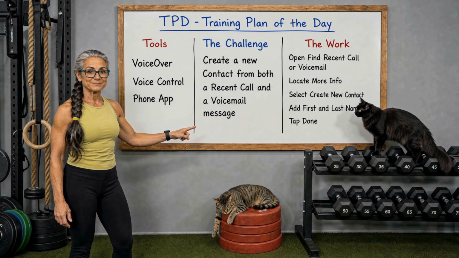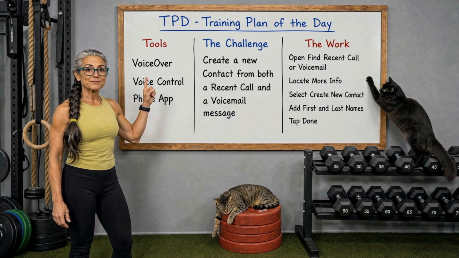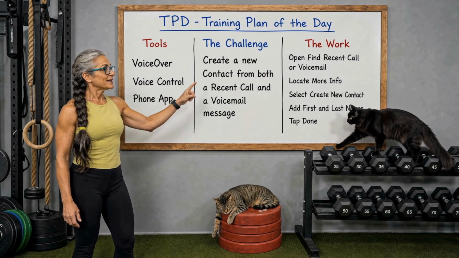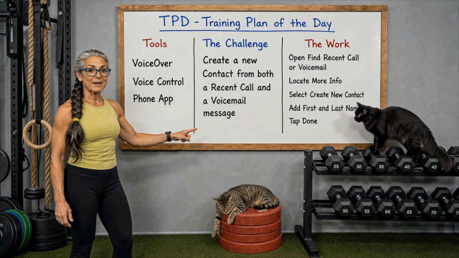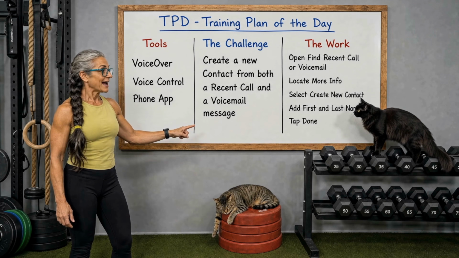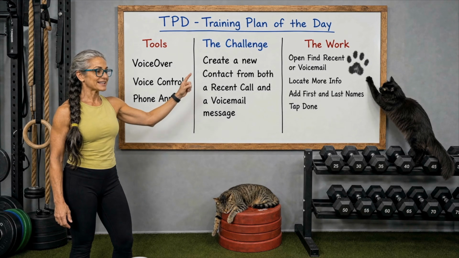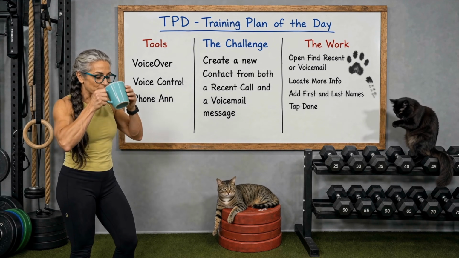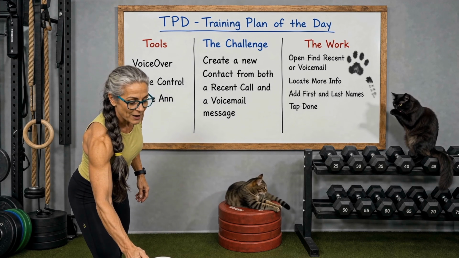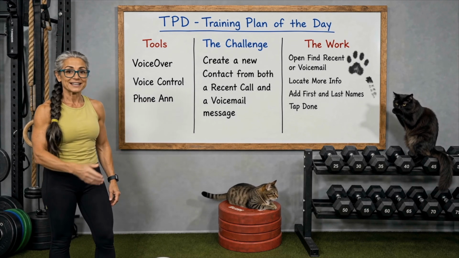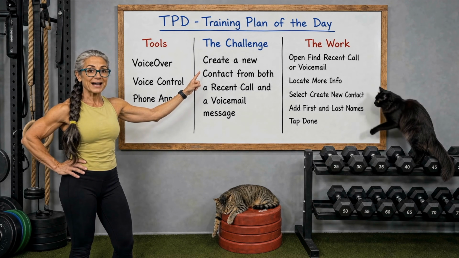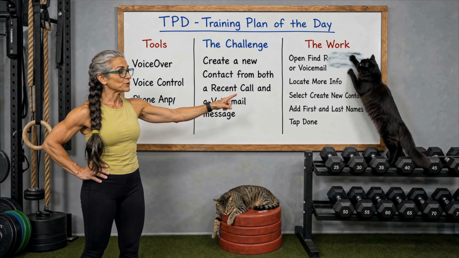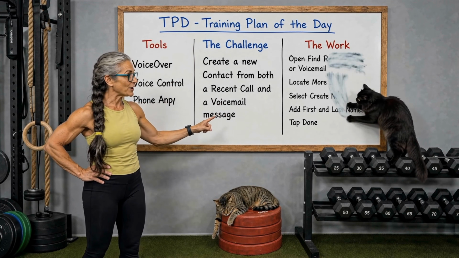In this video, we're going to solve both versions of that problem. You will learn how to create a brand new contact from a recent call, and then you will learn how to add a number from a voicemail to someone who is in your contact list already. Now, if you're visually impaired, you might be thinking, I can't see well enough to do any of that. But that's not true. You can. And we're going to make use of both VoiceOver and voice control to do it with no heavy lifting.